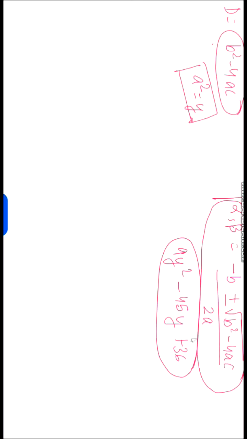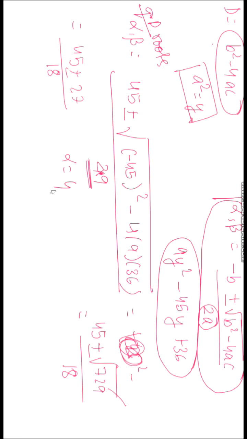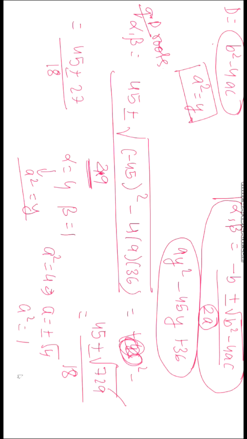So my quadratic polynomial roots, alpha and beta, will be what? It will be 45 plus minus the square root of (minus 45) square minus 4 times 9 times 36, divided by 2 into 9. So a² is equal to 4 and a² is equal to 1. Now these two are what? a². This means a is equal to plus minus the square root of 4, and a square is equal to 1. That means a is equal to plus minus the square root of 1.